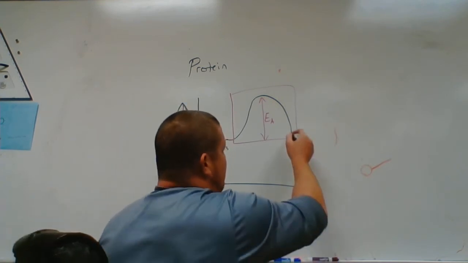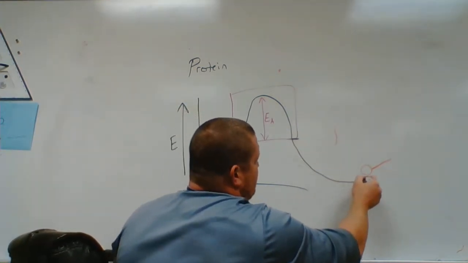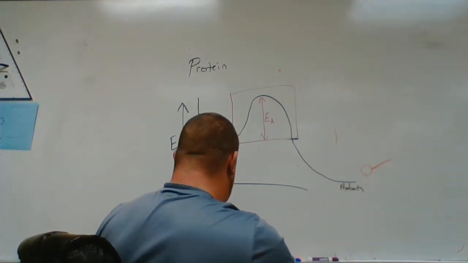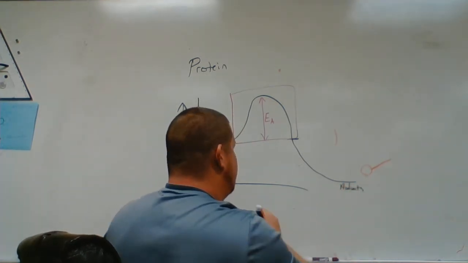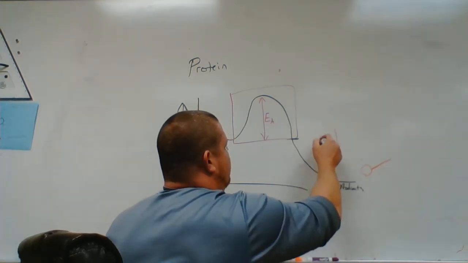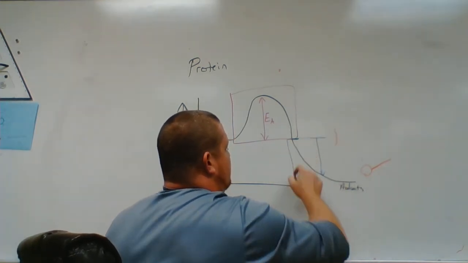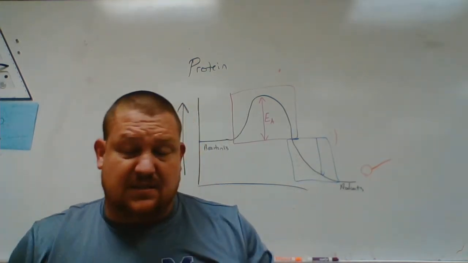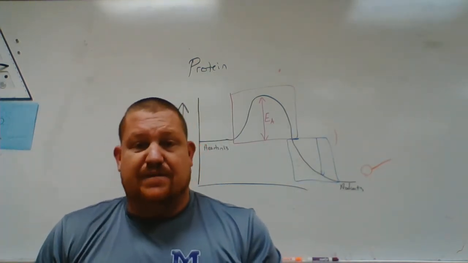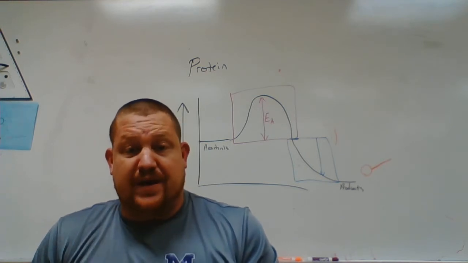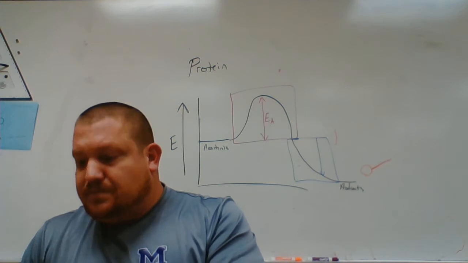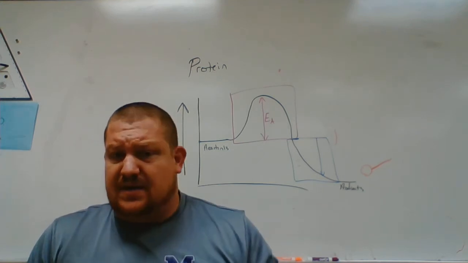Then we get this drop for our products. This part here represents the energy released from the reaction. So some reactions give off heat, or maybe they get colder, or they absorb energy, which will look a little different. But anyway, this is kind of natural, right?